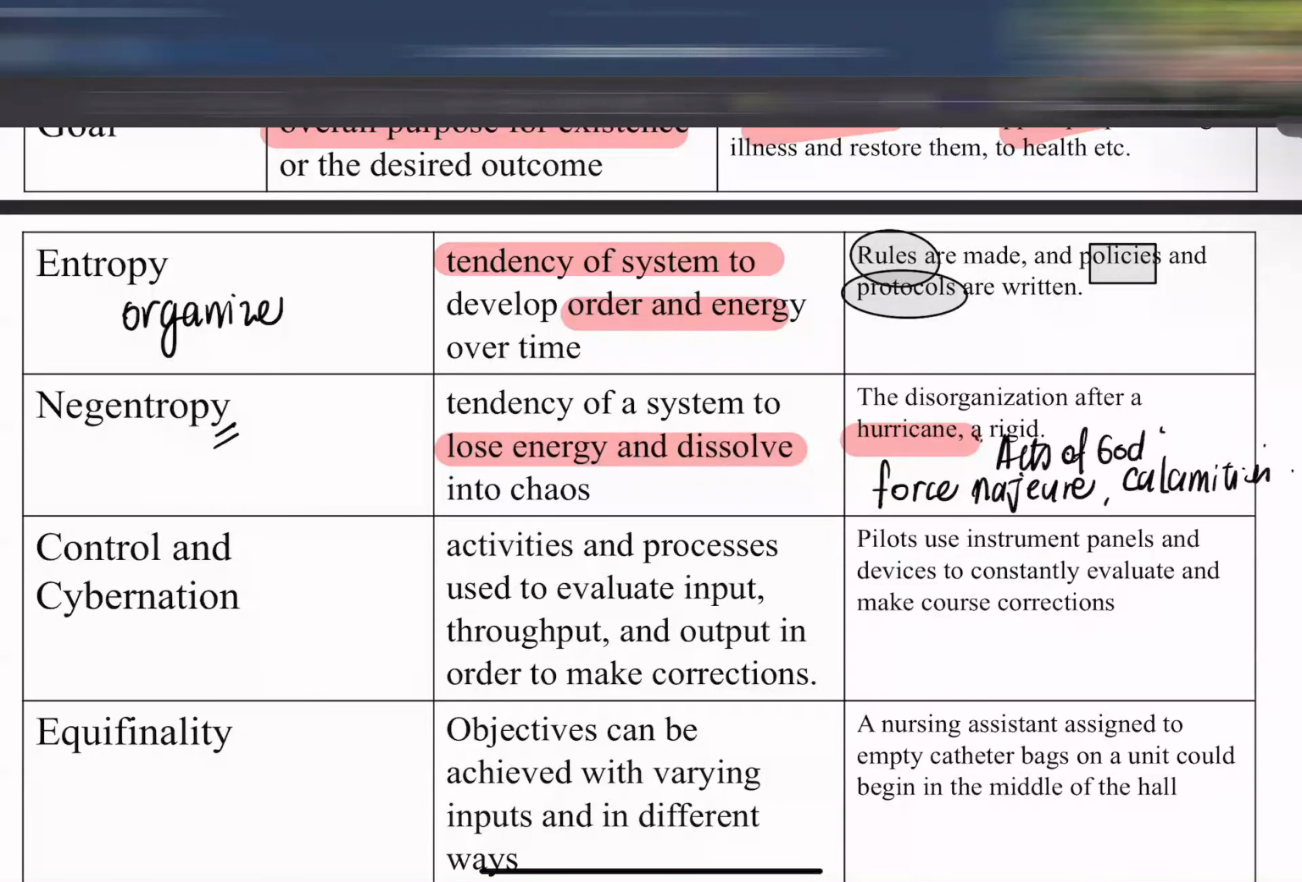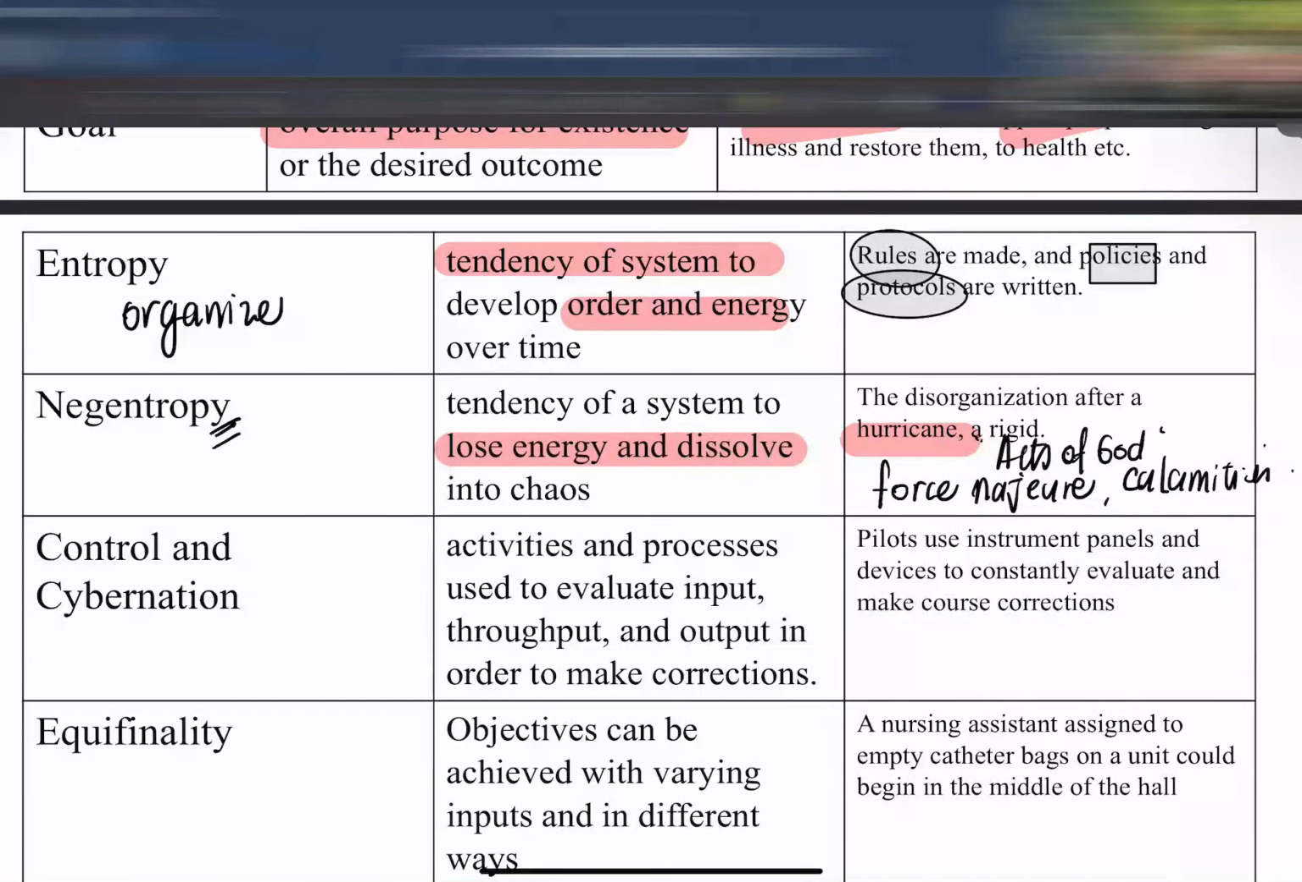Okay, ibig sabihin class, wala po tayong magawa bilang human beings, nagka-flood. Wala po tayong magawa, nagka-earthquake. Wala po tayong magawa, nagka-volcanic eruptions. Those are considered to be force majeure. But take note ha, hindi lang po yan ang example ng negentropy.